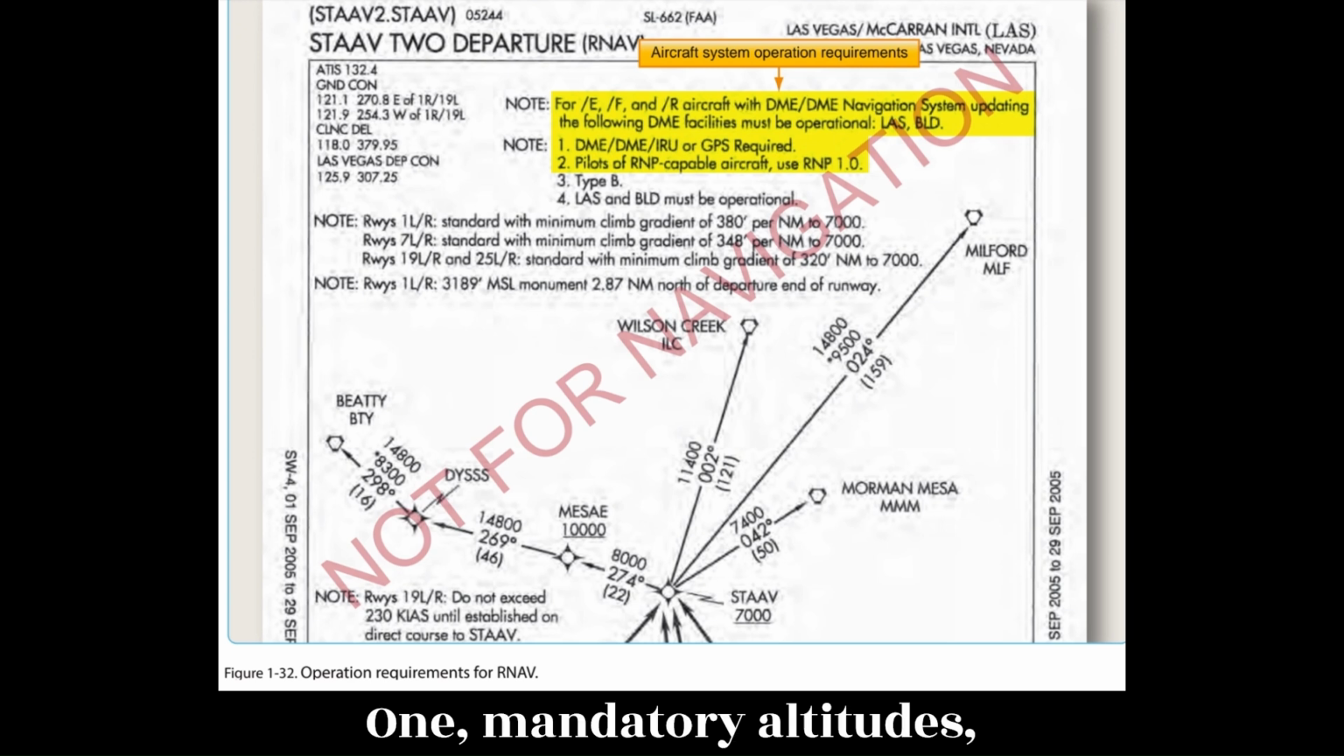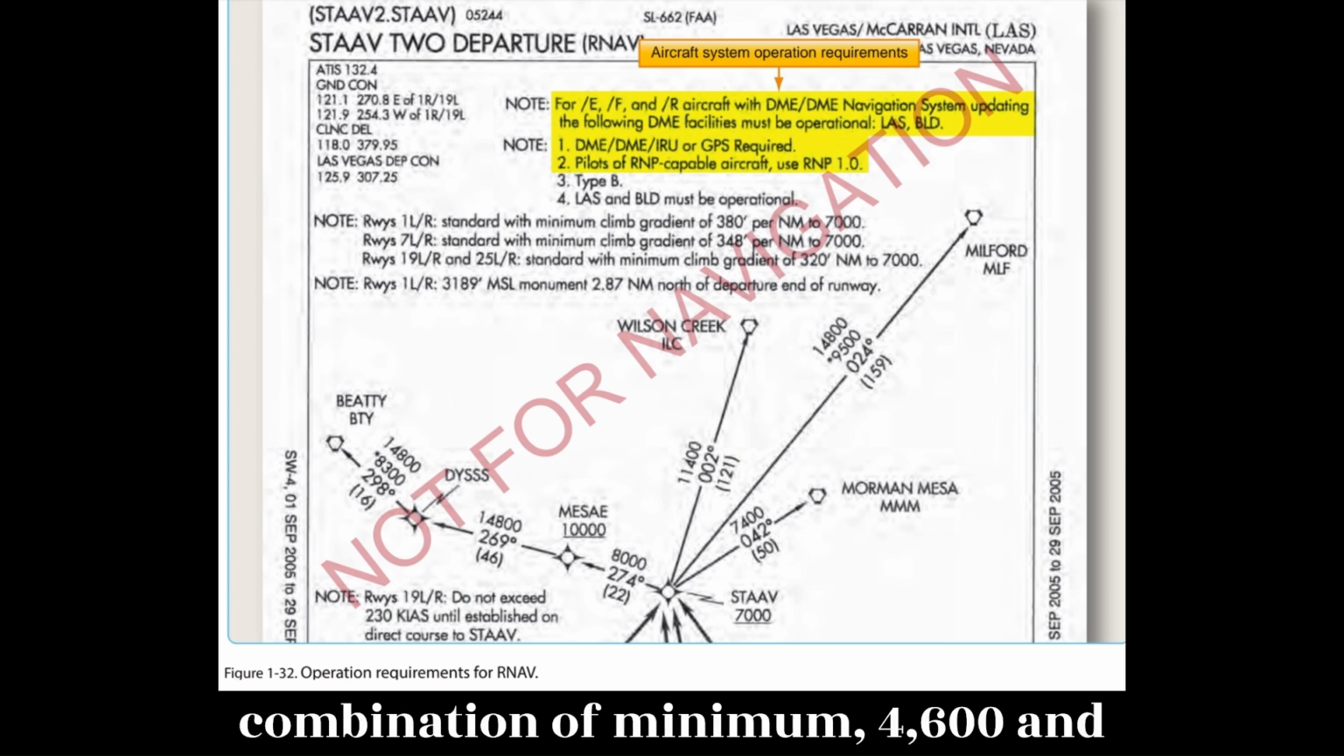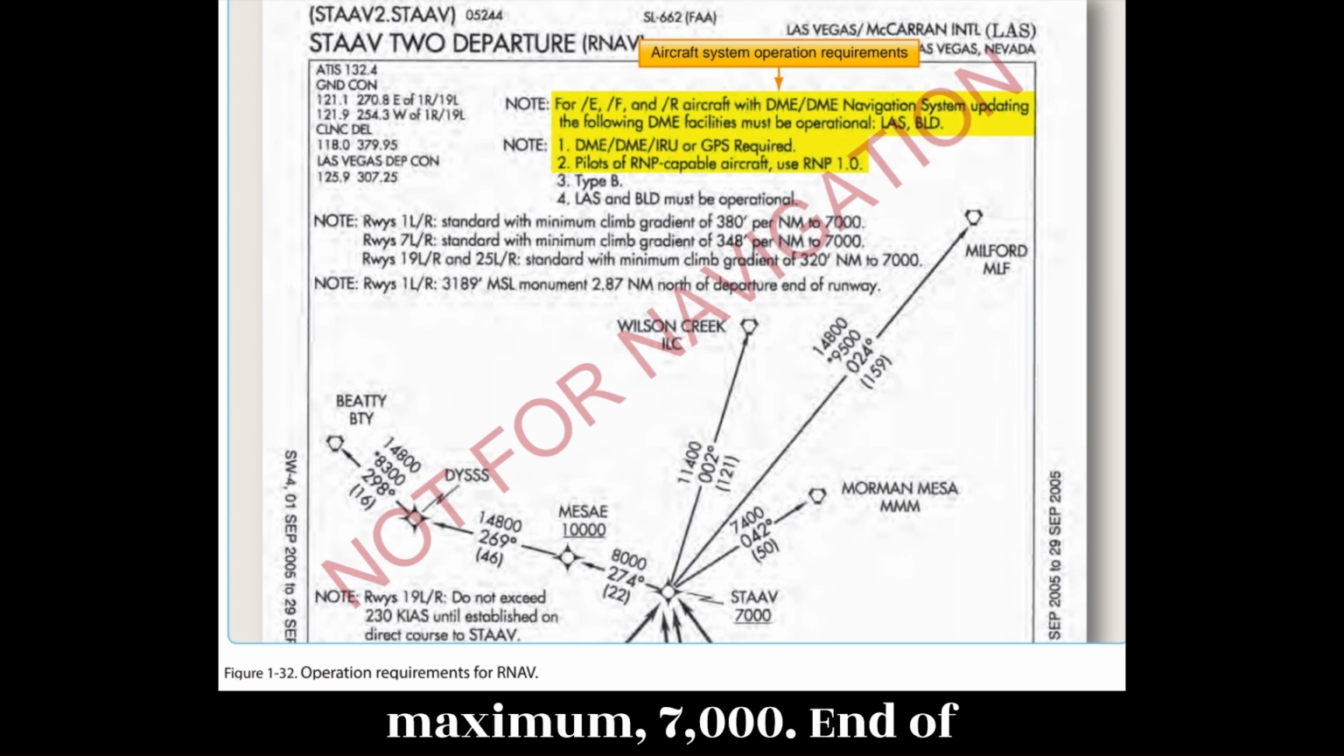1. Mandatory altitudes, 5,500. 2. Minimum altitudes, 2,300. 3. Maximum altitudes, 3,300. 4. Combination of minimum, 4,600 and maximum, 7,000. End of page 1-36.